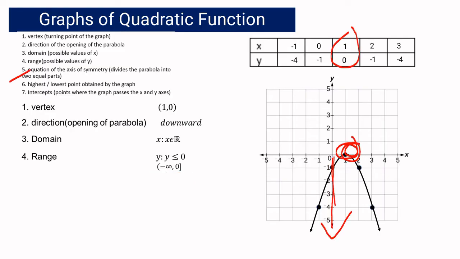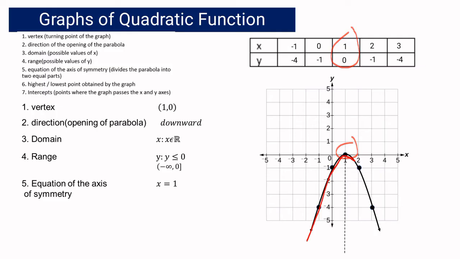Then we have the equation of the axis of symmetry. Let us draw the axis of symmetry. Here is your axis of symmetry. And the equation of that axis of symmetry, where does it pass through? Yes, at 1. So the equation of the axis of symmetry is x is equal to 1.